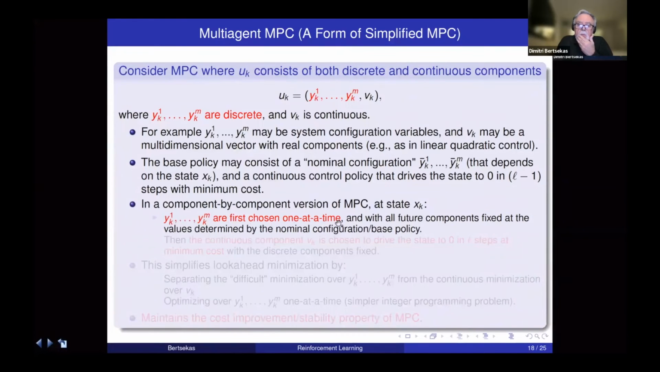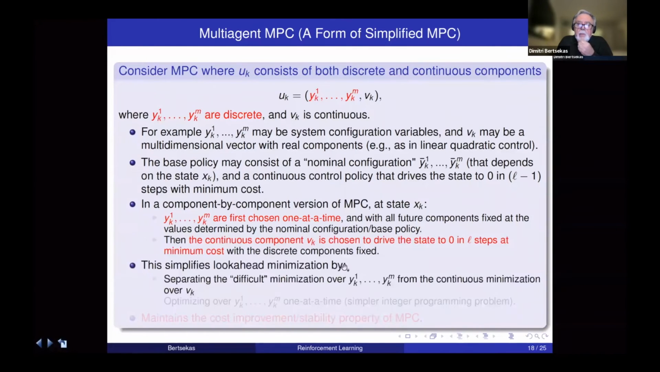discrete variables one at a time, an easy optimization problem with all future components fixed at the values determined by the nominal configuration. And then after you have chosen these Y values, choose the continuous component to drive the state to 0 in L steps with minimum cost, with the discrete components fixed at the values that you have calculated earlier.